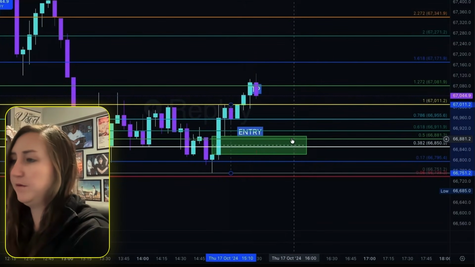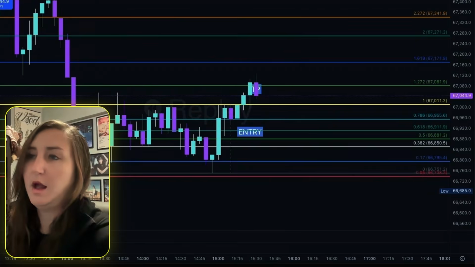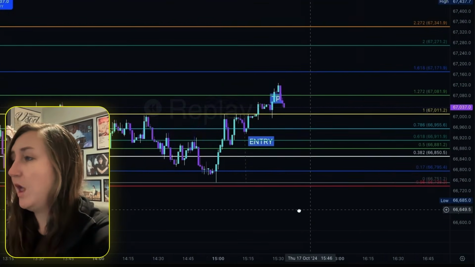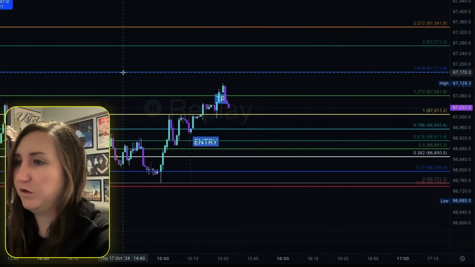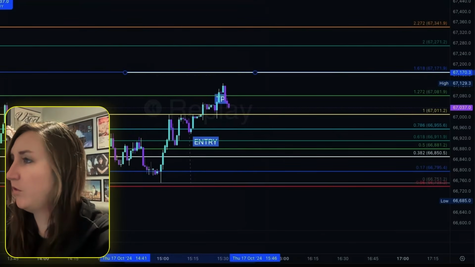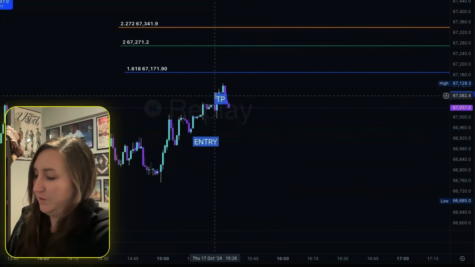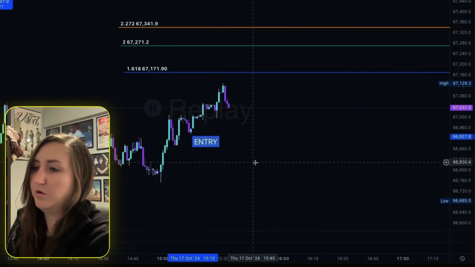Let's see if we can find a pullback on the 1 minute. I like to redraw my fib. So we already hit our 1.272. Now, usually, since we drew this out, I'm keeping these original fib lines up, because you're going to be seeing pullbacks around these areas sometimes. All right, so we did technically hit our 1.272.